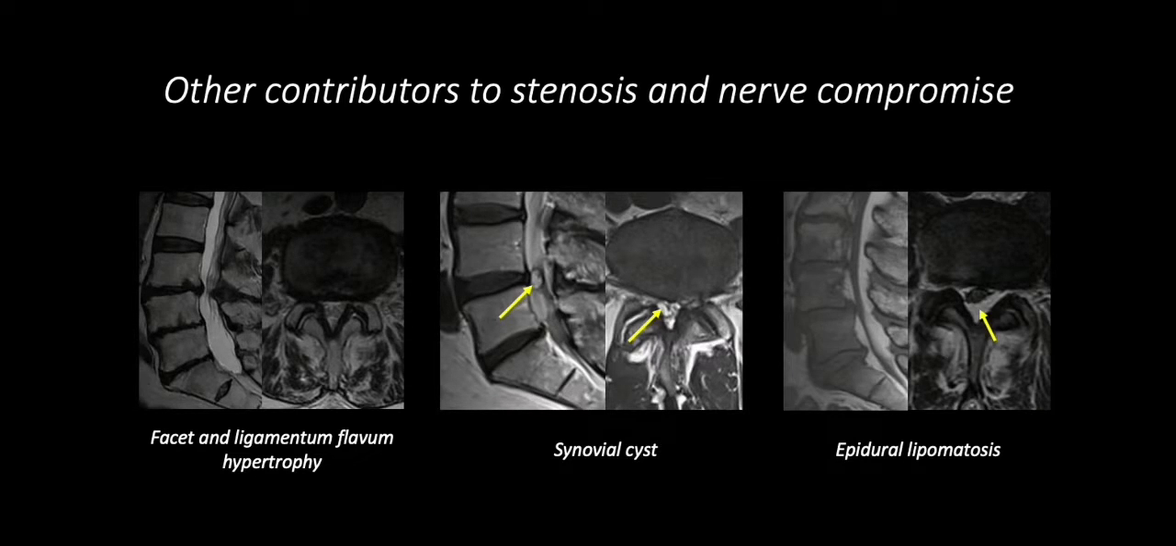Thecal sac narrowing can be significant, and it can be caused by epidural lipomatosis when there's this excess of epidural fat, as we can see on the sagittal T1 weighted image here. The epidural fat can be so voluminous that it can compress the thecal sac. And here we see a very small thecal sac, and all the nerve roots are aggregated within that thecal sac.